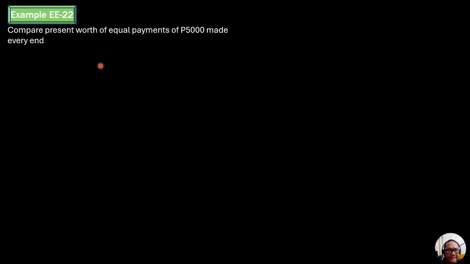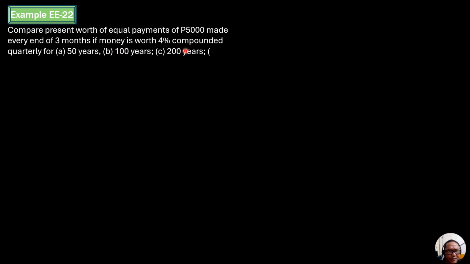So next we have problem 22. Compare the present worth of equal payments of 5,000 pesos made every end of 3 months. So this is an ordinary annuity. If money is worth 4% compounded quarterly for A, 50 years, B, 100 years, C, 200 years, and D, forever.